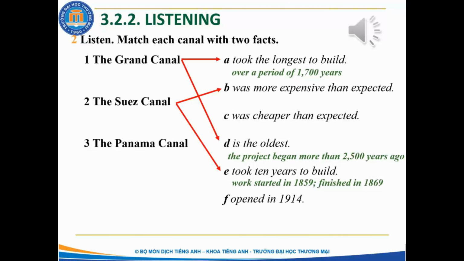And the second fact of Suez Canal, what it is? It was more expensive than expected. Nó đắt hơn là dự kiến, đúng không ạ? Các bạn có ghi chú lại được là đắt hơn bao nhiêu phần trăm so với ngân sách không? Ok, ở trong bài thì có một thông tin là it ran 1,900% over budget. Vượt ngân sách 1.900%. Alright, so it was more expensive than expected.